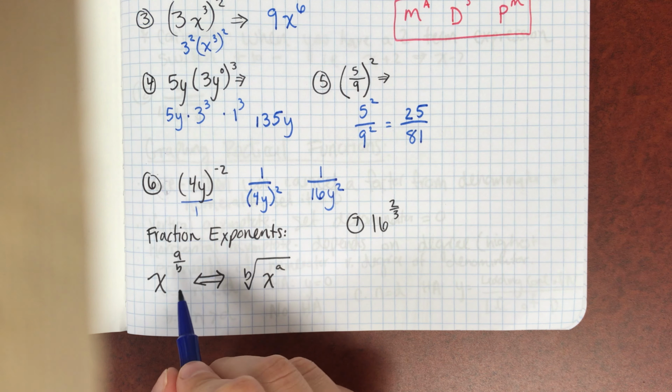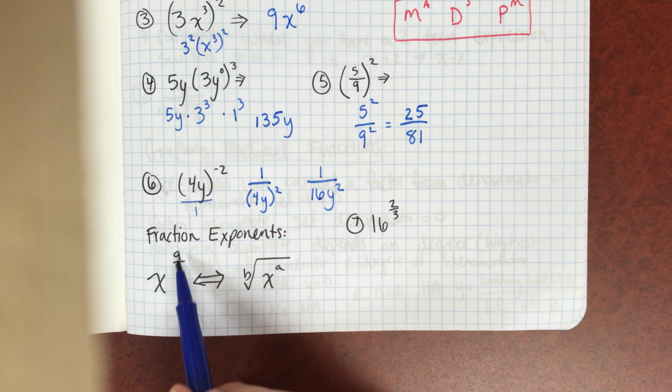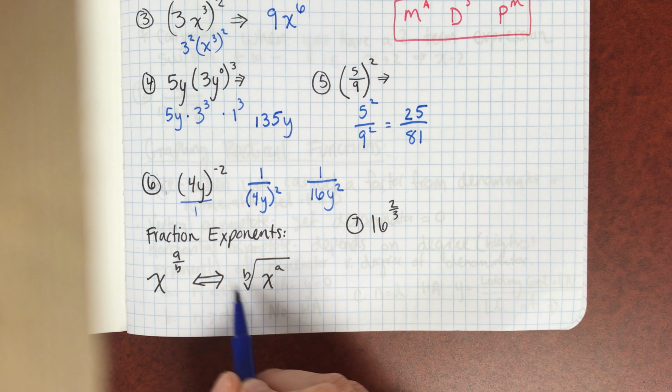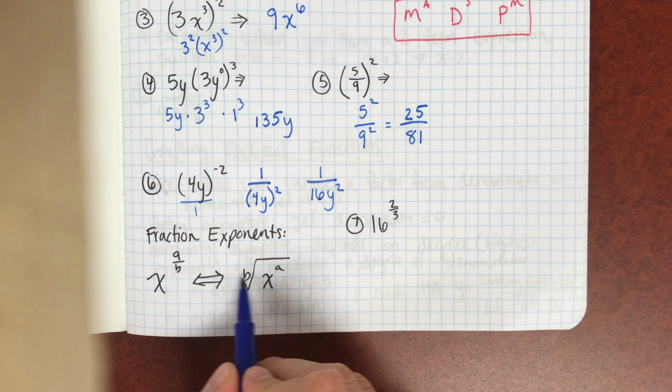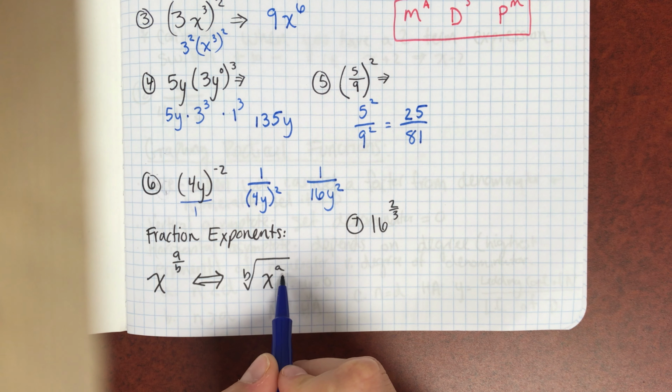Okay, with our fractional exponents, if I have a fraction a over b, if I want to rewrite that as a rational, my denominator becomes my root, and the numerator becomes the exponent. So I like to think of it, if it's on the bottom, it gets kicked out to the front. If it's on top, it stays on top.